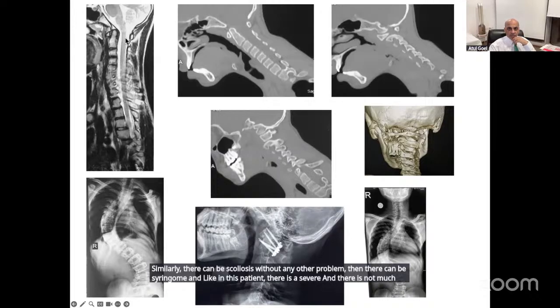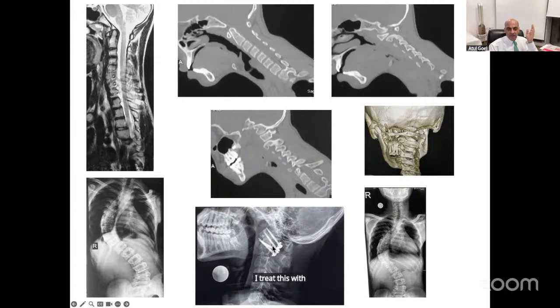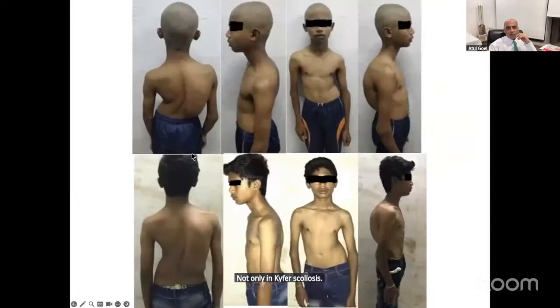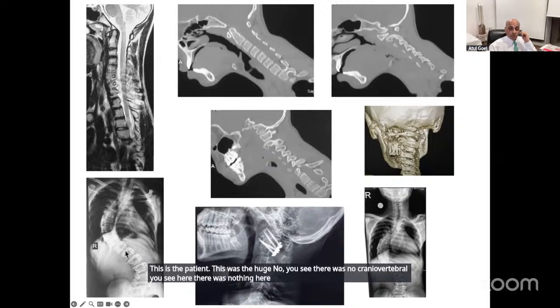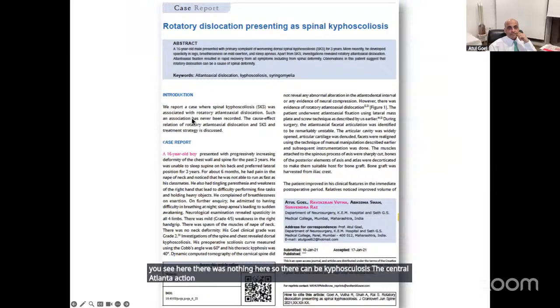You see, there is not much problem here, but there is a central instability. I treat this with C1, C2, and magic is the clinical result, not only in kyphoscoliosis, but in all other forms. So this is the patient. This was the huge deformity, you see, there was no craniovertebral anomaly. You see here, there was nothing here. So there can be kyphoscoliosis with central atlantoaxial instability.